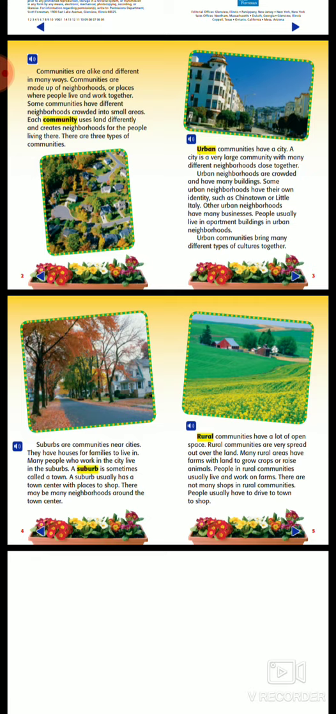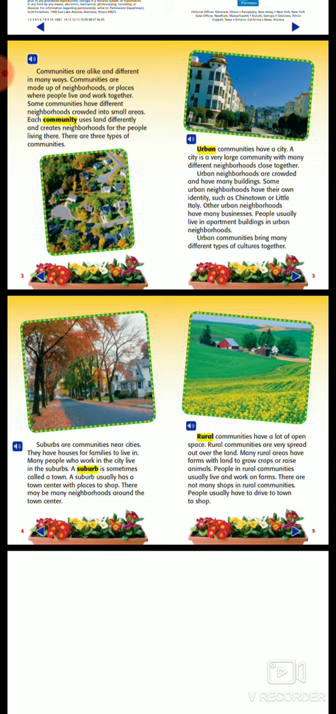Communities are alike and different in many ways. Communities are made up of neighborhoods, or places where people live and work together. Some communities have different neighborhoods crowded into small areas. Each community uses land differently and creates a neighborhood for the people who live there. There are three types of community.